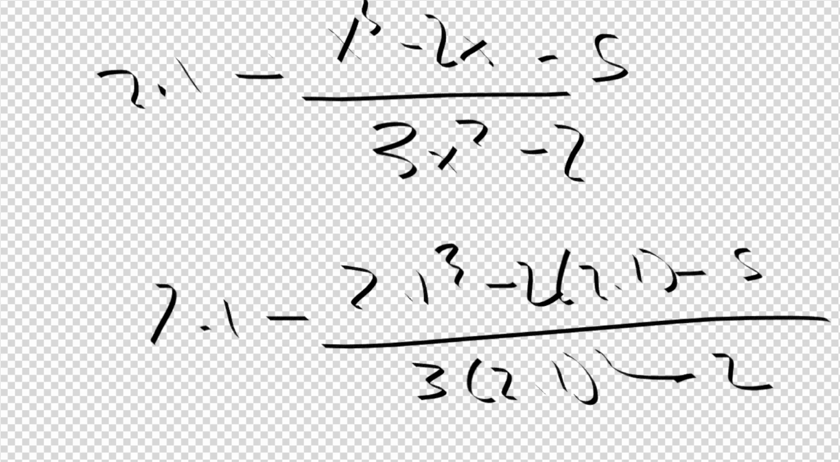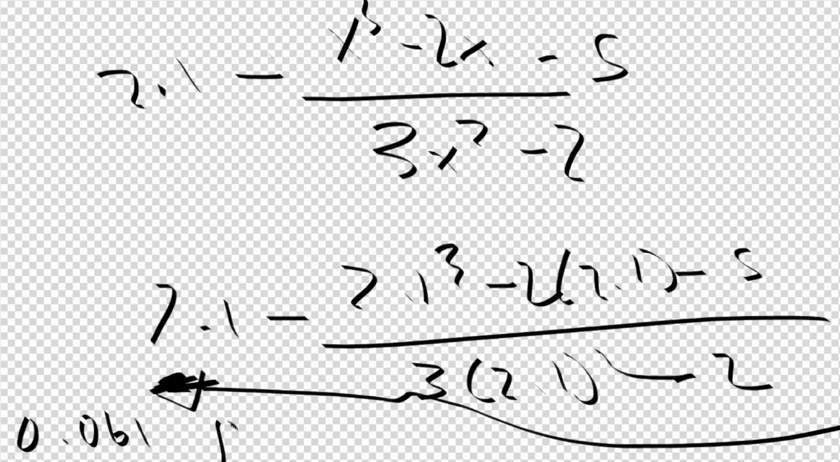So if we do this and compute the value, we get 2.0946. And if we plug this back into the original function, we get some really close values. We get 0.061, which is really, really precise. So f of 2.0946 gives us 0.061, which is really accurate and precise.